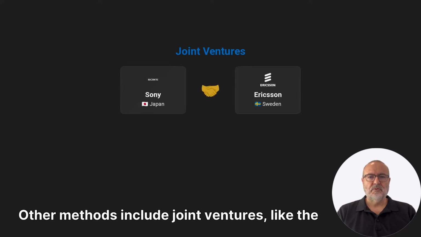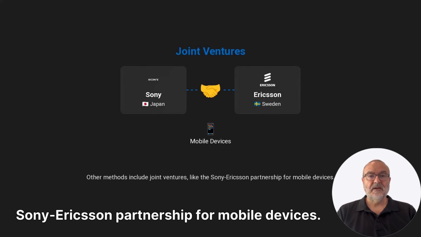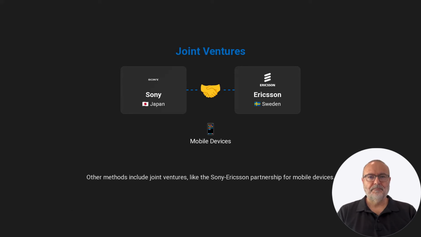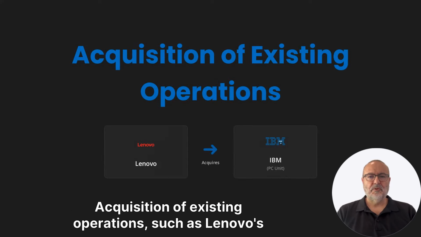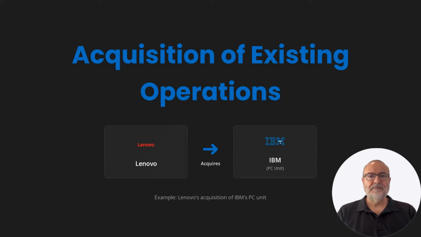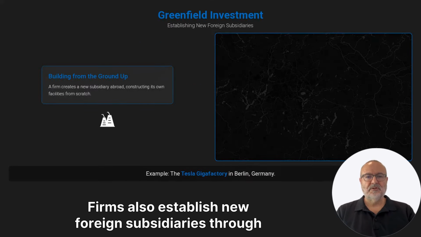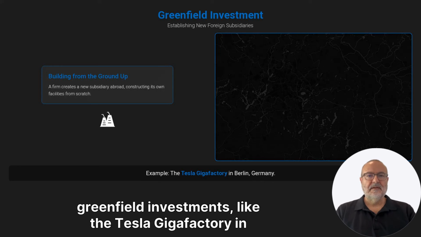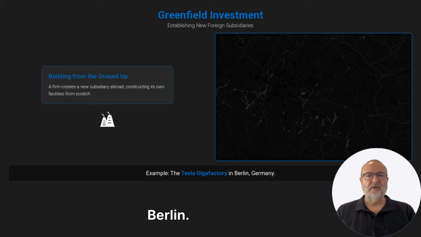Other methods include joint ventures, like the Sony-Ericsson partnership for mobile devices. Acquisition of existing operations, such as Lenovo's acquisition of IBM's PC unit, is another common strategy. Firms also establish new foreign subsidiaries through Greenfield investments, like the Tesla Gigafactory in Berlin.